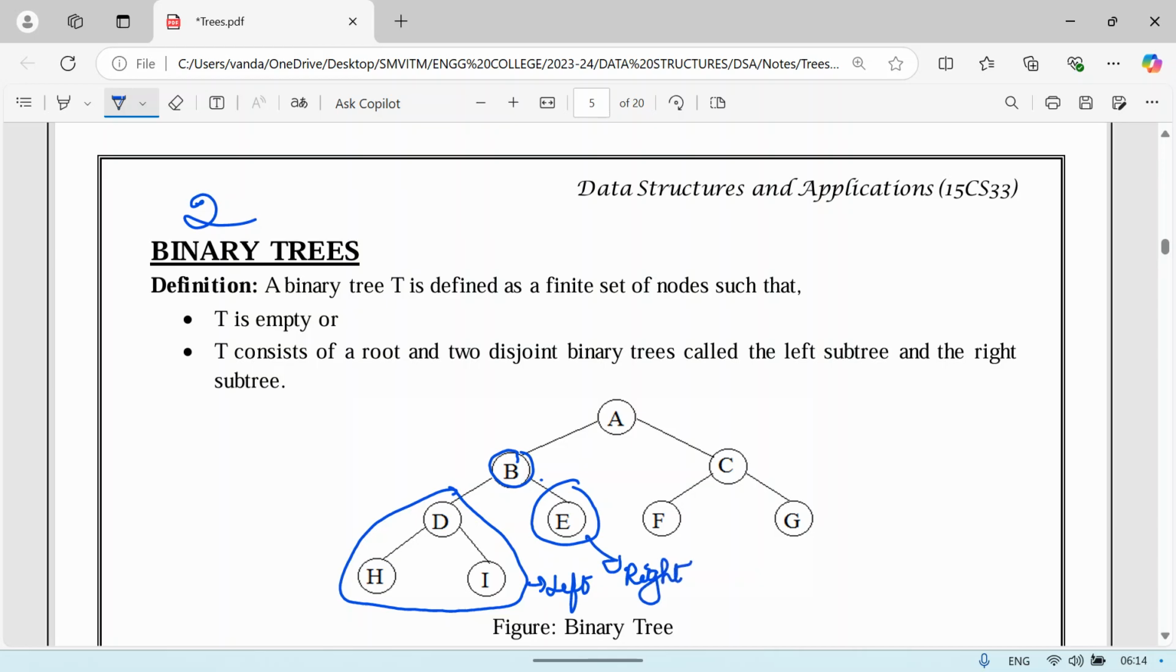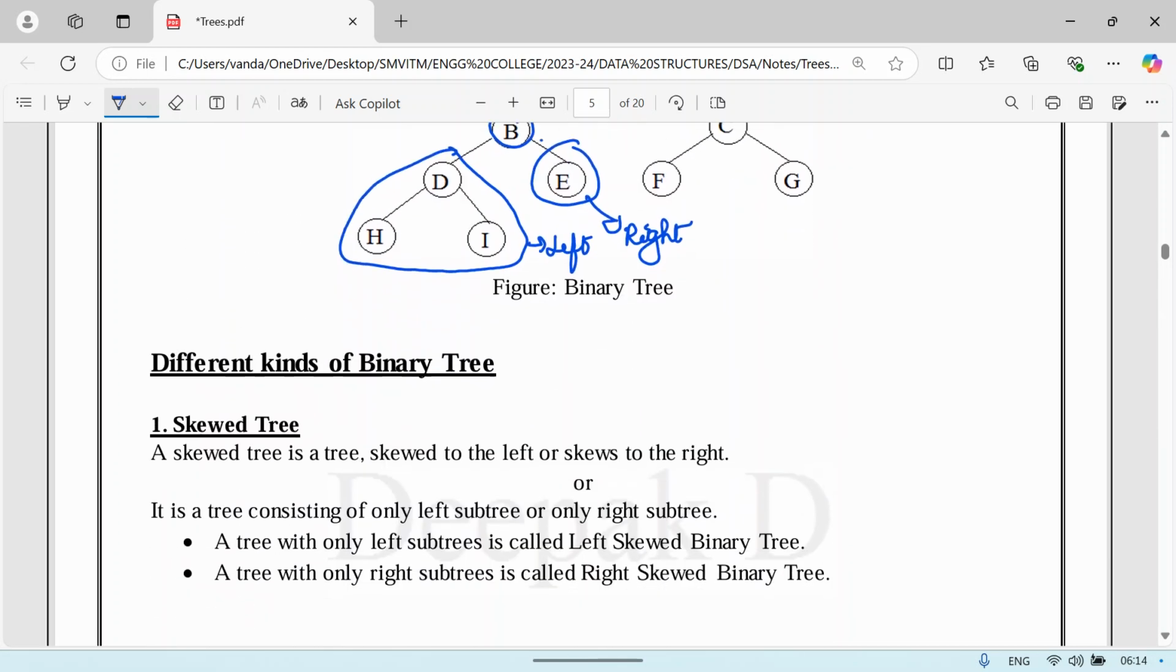A binary tree means it can have at the most two child nodes. It can have no child nodes, it can have one child node, or it can have two children. If it is three, then it is not a binary tree. So for a root, the maximum number of child nodes possible is 2 and the minimum possible is 0. That is what a binary tree is.